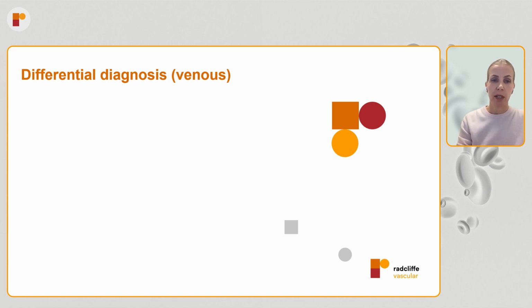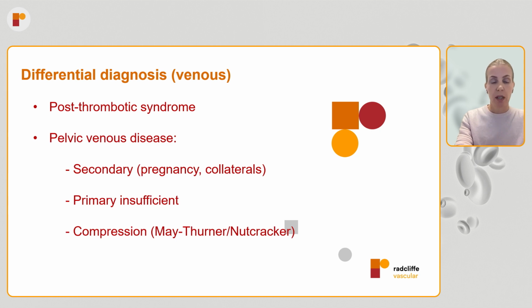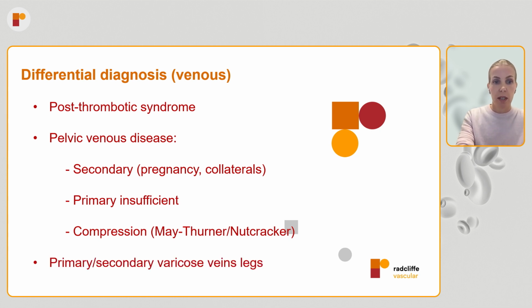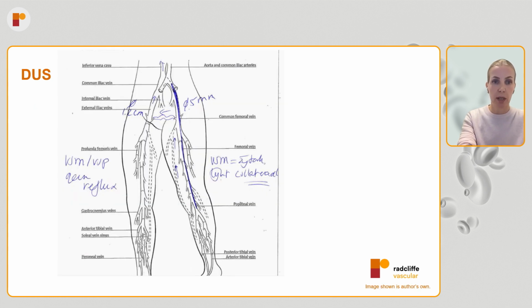So I'm trying to make a differential diagnosis. There is, of course, a lot, but specifically for venous, I think she probably has post-thrombotic syndrome, but she might also have pelvic venous disease because she has this abdominal pain that is more around her menstrual cycle, which can be secondary, because she has had the pregnancies, but it can also be collaterals from maybe a post-thrombotic obstruction. They can be primary insufficient or maybe a compression from May-Thurner or a nutcracker. And she can have primary or secondary varicose veins in her leg. So this is going through my mind, and I do the duplex ultrasound.